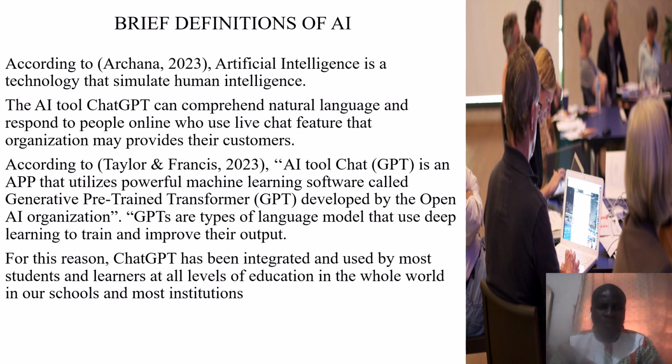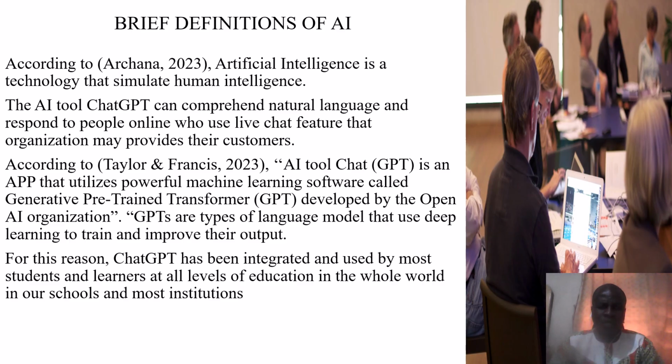According to Akana 2023, artificial intelligence is a technology that simulates human intelligence. The artificial intelligence tool ChatGPT can comprehend natural language and respond to people online who use live chat features that organizations may provide their customers.